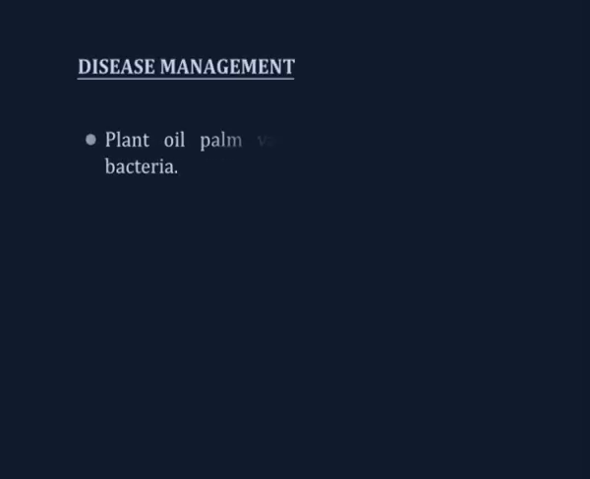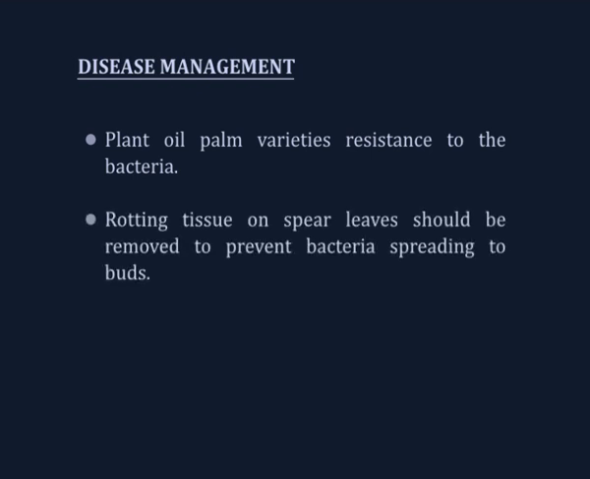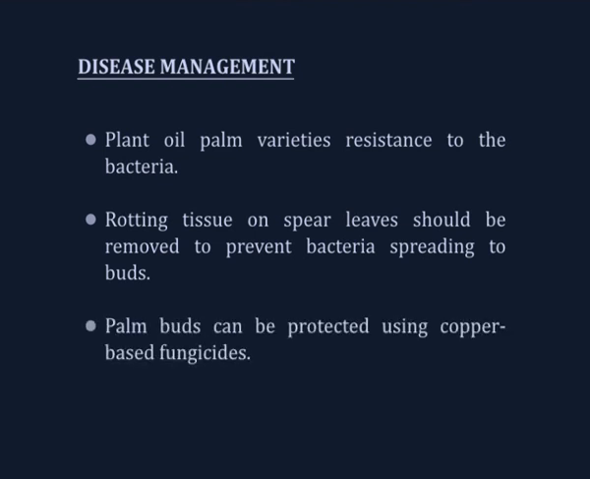Infection of the bud results in buds rotten and putrid, leading to the death of the palm. Now let's see the management of the disease. Plant oil palm varieties resistant to the bacteria. Rotting tissues on spear leaves should be removed to prevent bacteria spreading to buds. Palm buds can be protected using copper-based fungicides.